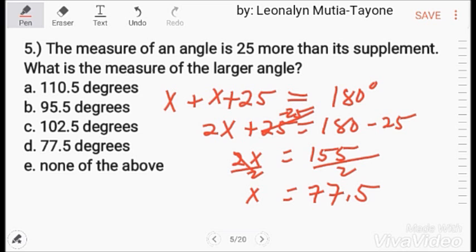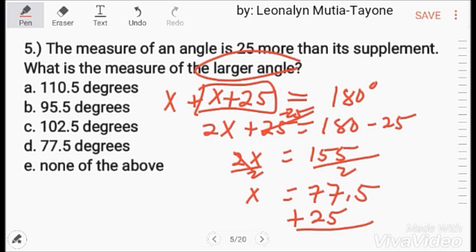Ang tanong, what is the measure of the larger angle? So, 77.5 plus 25, ito man yung larger angle. So, that is 102.5. The answer is letter C.